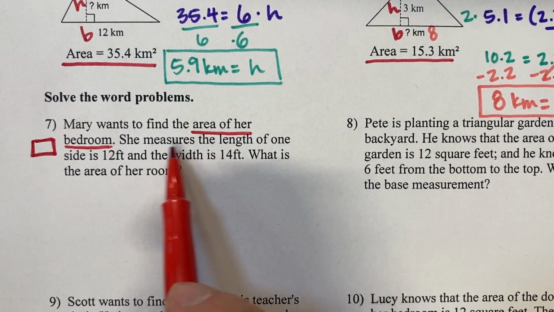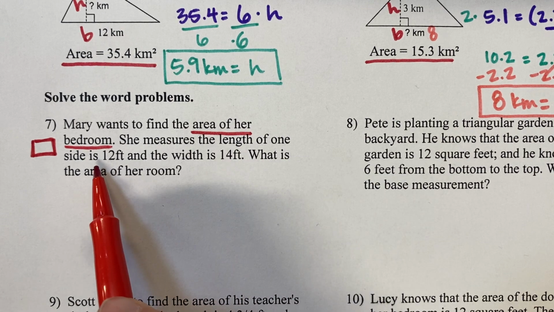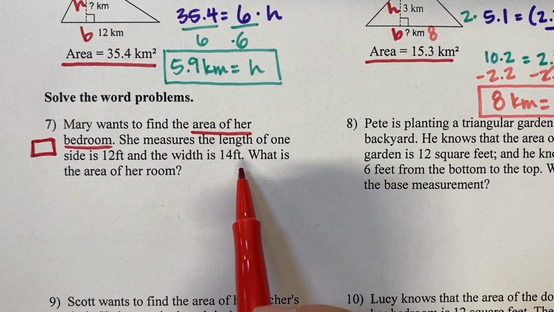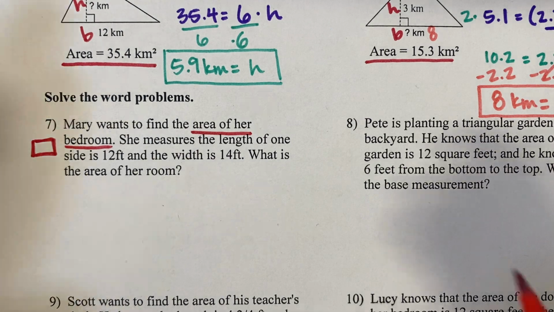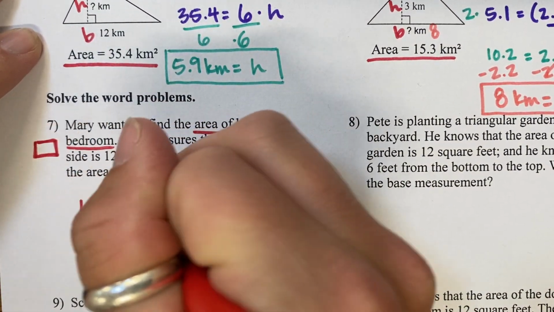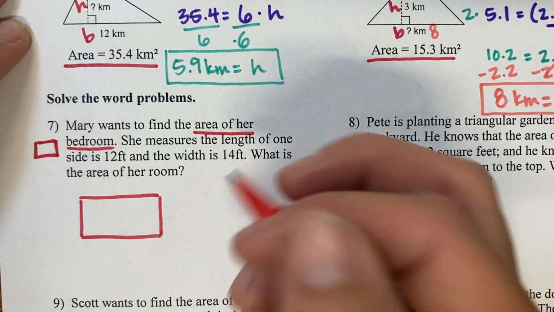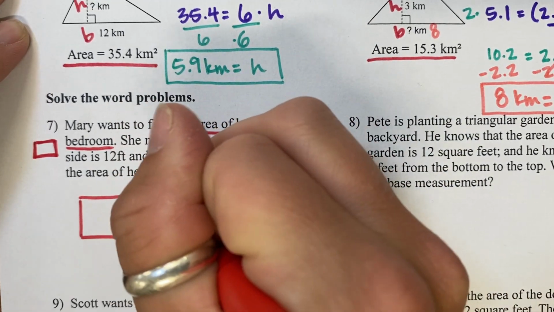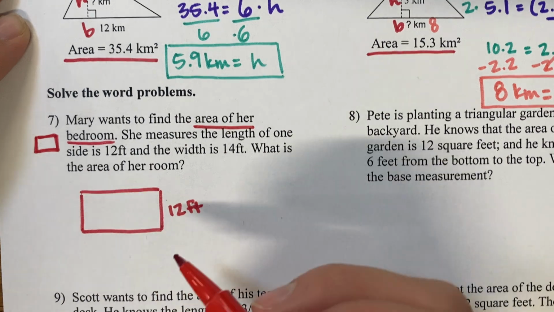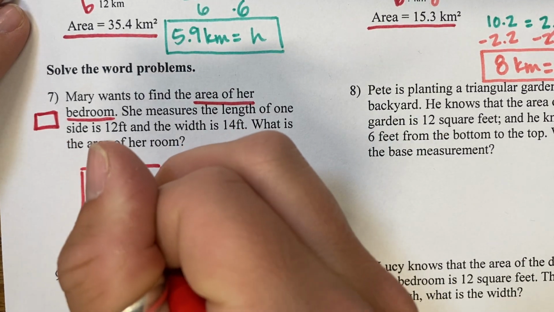She measures the length of one side is 12 feet and the width is 14 feet. What is the area of her room? So let's go ahead and draw her room. So we have one of the sides, the length is 12 feet. That means the width is 14 feet, that side.